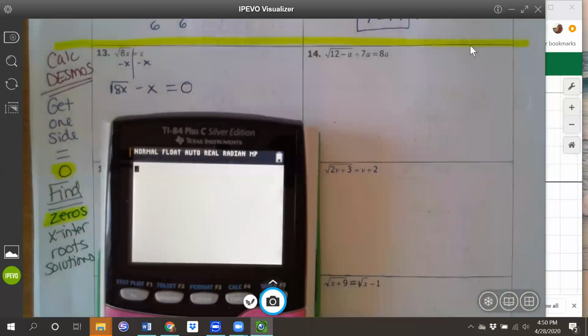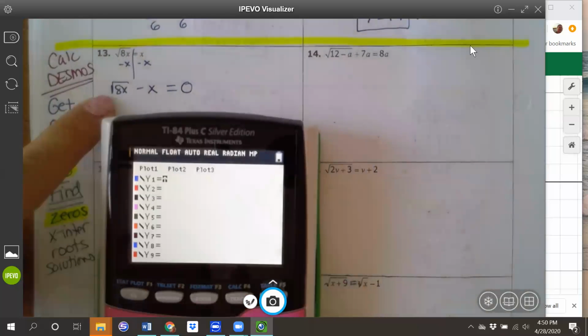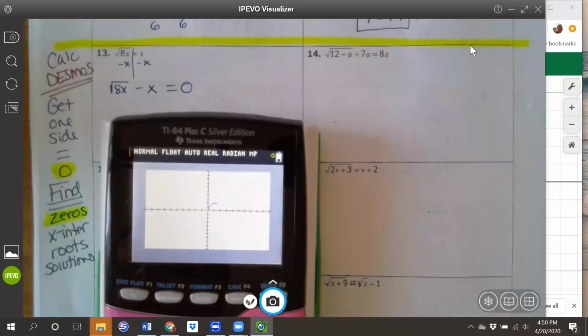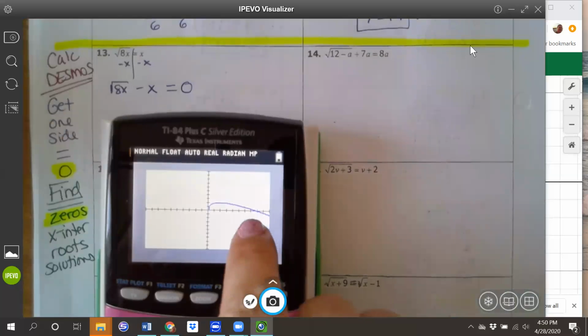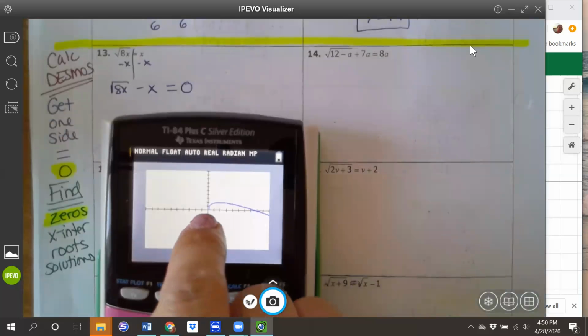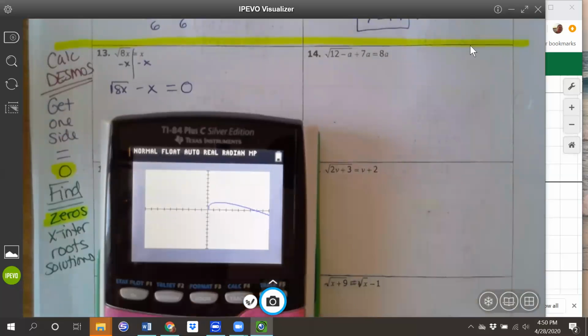So I am going to put this into y equals, and I'm doing the square root of 8x, arrow out, minus x. And then I'm going to go and graph it. So I'm looking for my zeros. I'm looking for my x-intercepts. So I know I have one right there. And I don't know if I have them right there. So sometimes the graph isn't the best place to look.